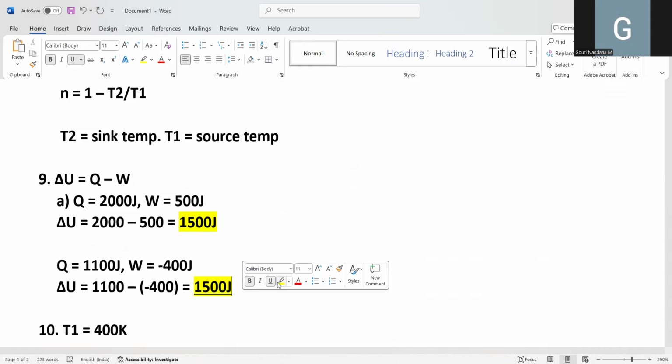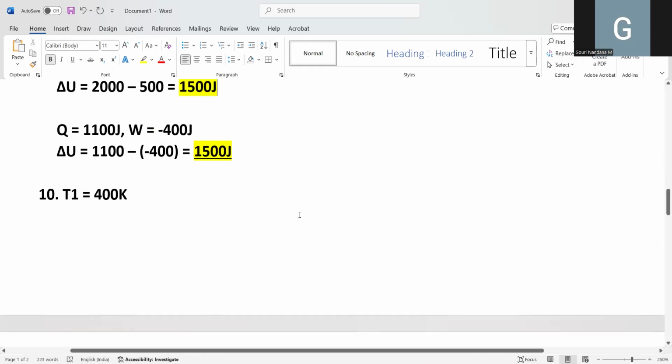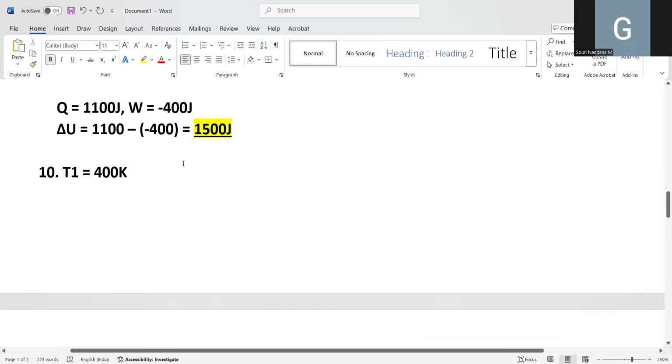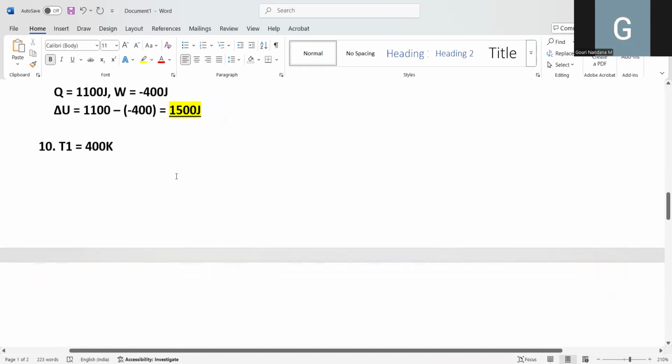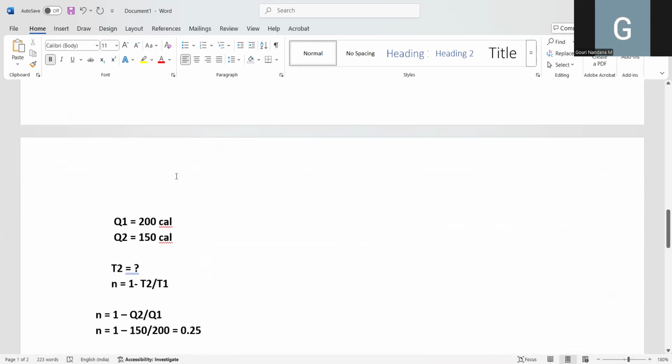Next question is, a Carnot engine whose temperature of the source is 400 K takes 200 calories of heat at this temperature and rejects 150 calories of heat to the sink. What is the temperature of the sink? Calculate efficiency. So the first given information is T1, that is the source temperature, 400 K. Then Q1 is 200 calories, that is heat absorbed, and heat rejected is Q2, 150 calories. So we need to find T2, that is the temperature of the sink.